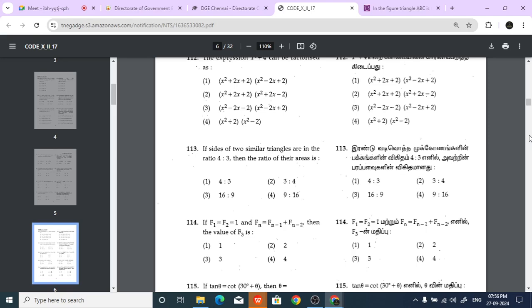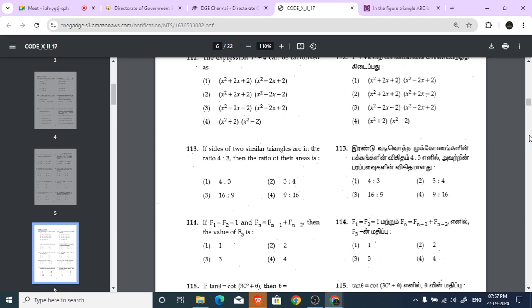If sides of two similar triangles are in ratio 4:3, then the ratio of their area is? Can anybody guess what will be the answer?